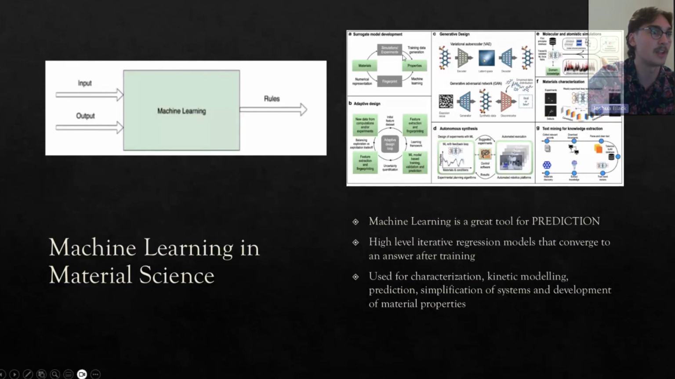So you have model development. This is simulations of how different material properties change. You have generative design of different microstructures. You have adaptive design here. Molecular and atomistic simulations, which are pretty cool. We can kind of see what's going on at the molecular level, materials characterization, and a whole bunch of other awesome applications.